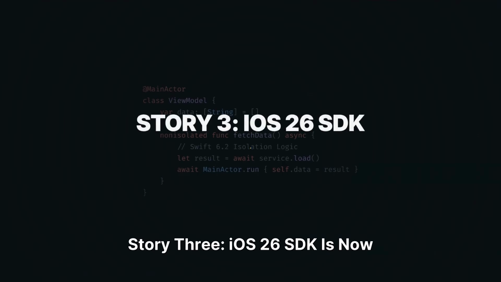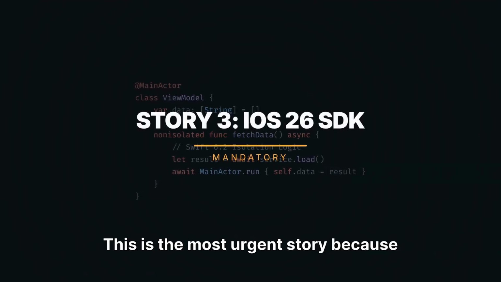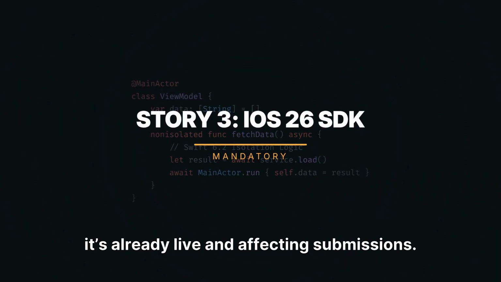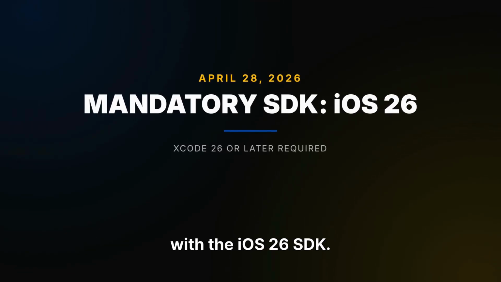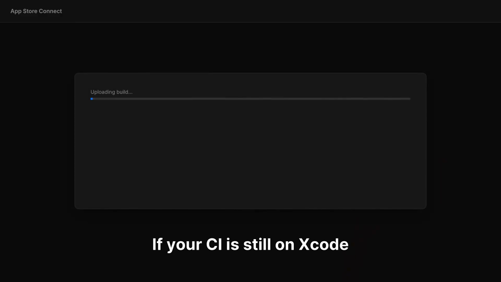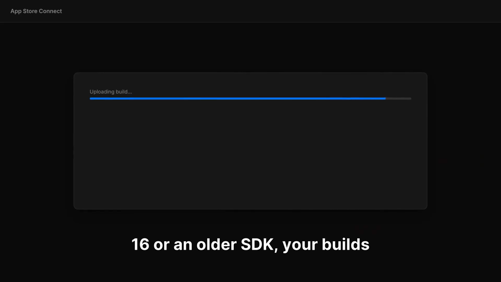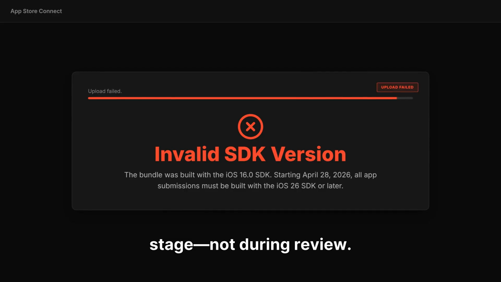Story 3, iOS 26 SDK is now mandatory. This is the most urgent story because it's already live and affecting submissions. Since April 28, 2026, every app uploaded to App Store Connect must be built with the iOS 26 SDK. Xcode 26 or later is required. If your CI is still on Xcode 16 or an older SDK, your builds will be rejected immediately at the upload stage, not during review.